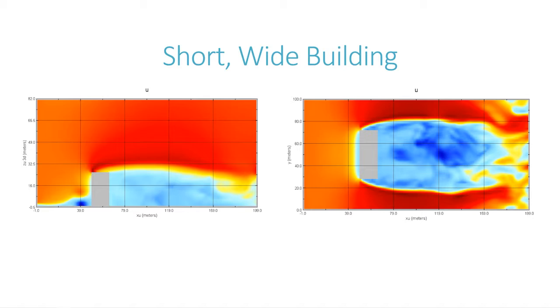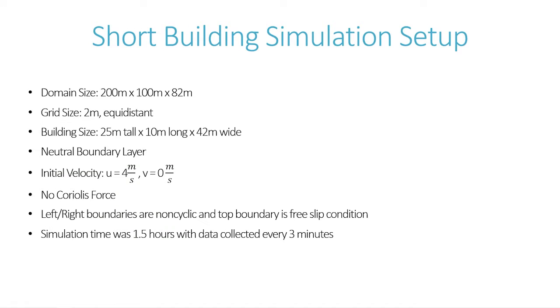And now to analyze the short and wide building. The domain size and grid size are going to be the same, and this building is going to be 25 meters tall instead, and this is going to be 10 meters long and 42 meters wide. This is approximately 7.5 stories tall and might represent your average apartment building.